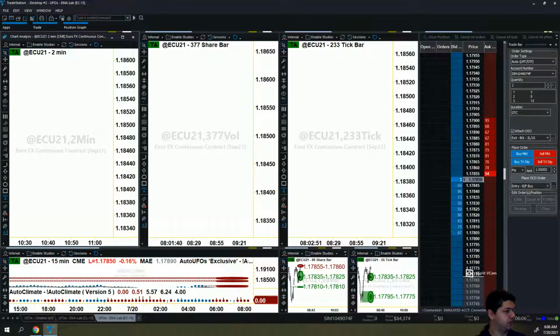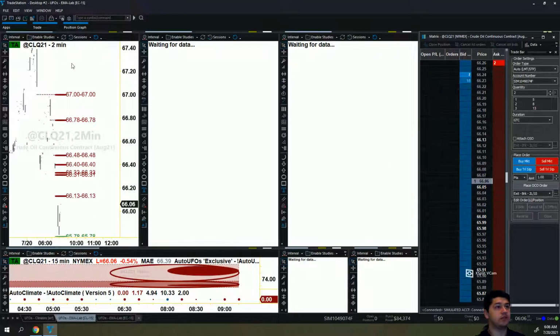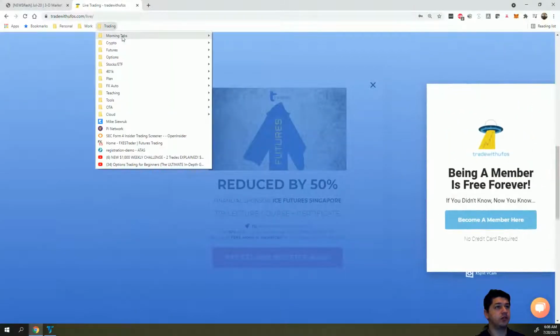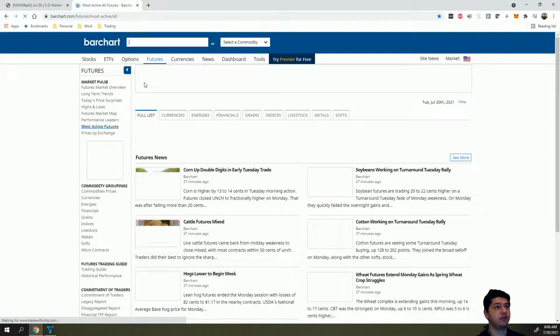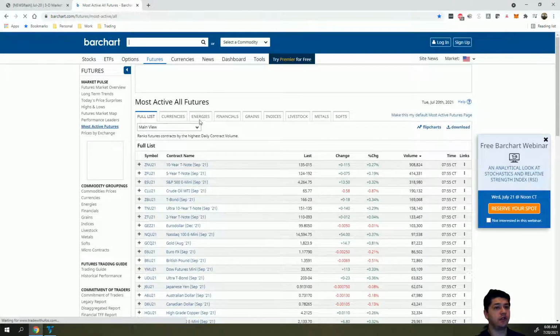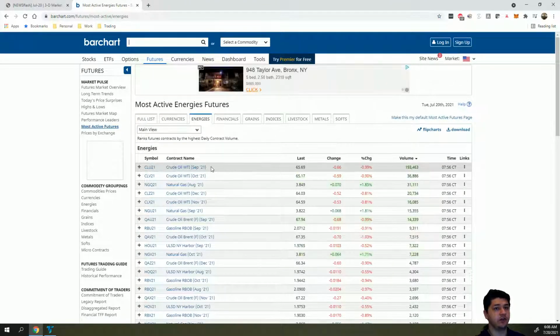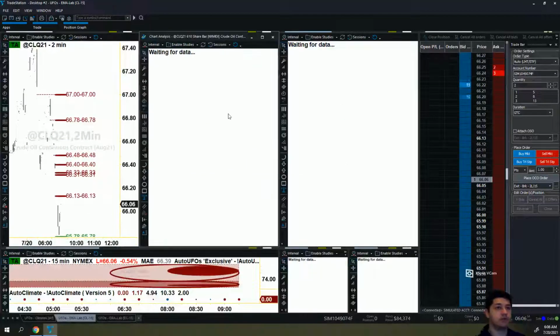And there we are. All right, just making sure we're good. Yep, all set. So we have our symbols here in front of us. CL definitely changed. How do we know? We can simply go to morning tabs here, futures all active, and then we see energies. Crude oil is on the U contract. So we just type CLU 21.